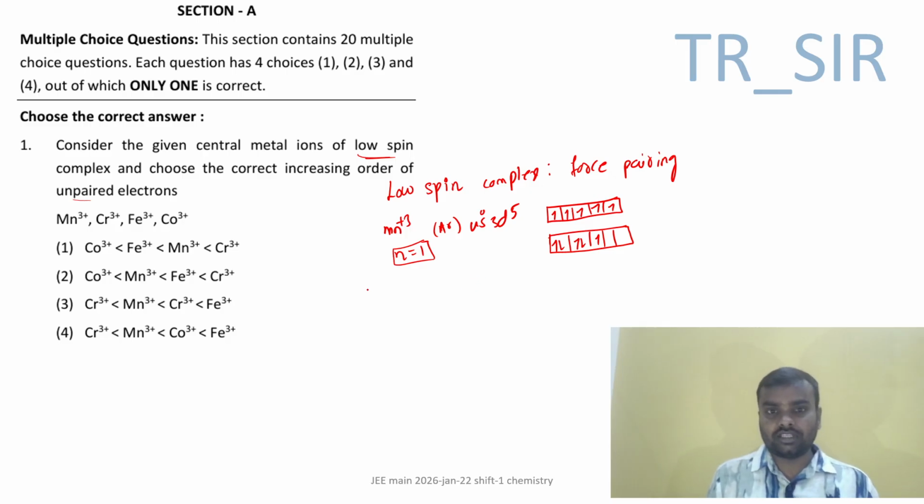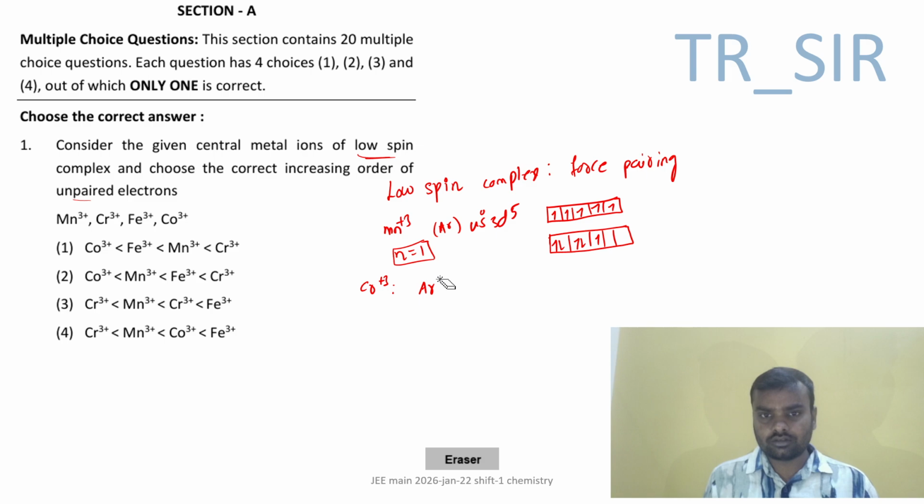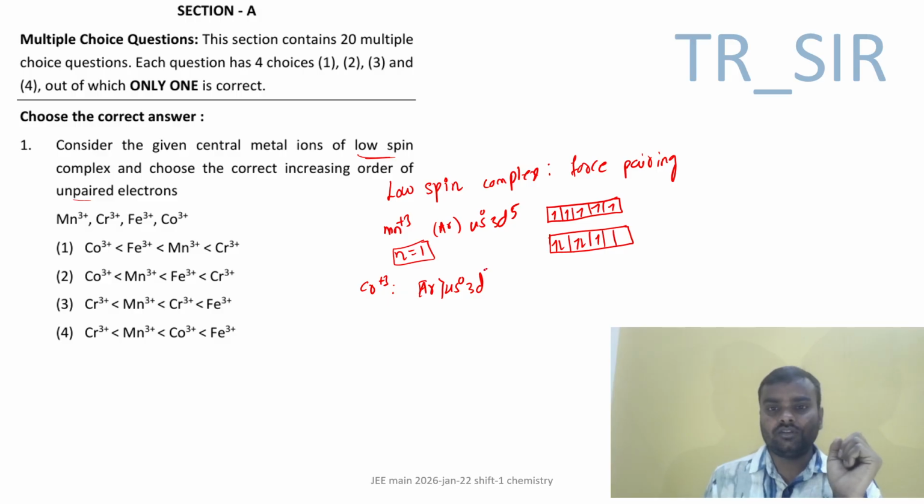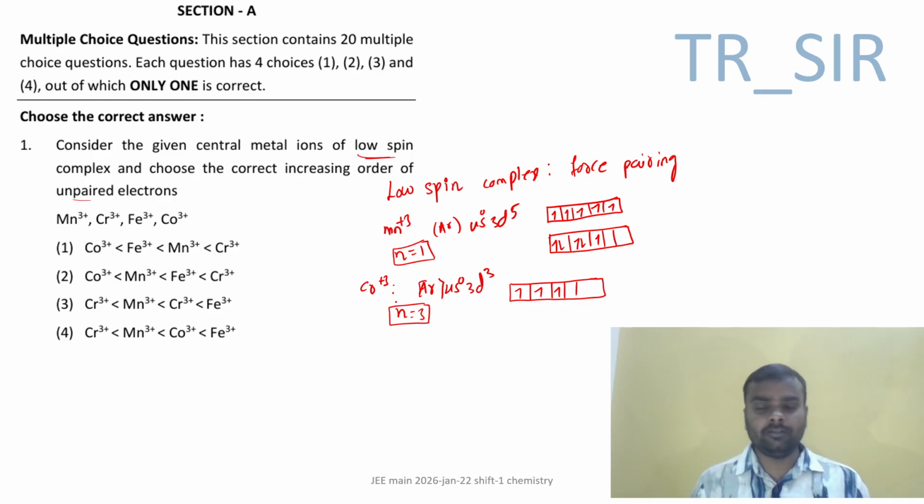Same for the case of chromium 3 plus. Chromium 3 plus, what will it have in this case? The electronic configuration is Ar 4s0 3d3. So Cr3 plus means 4s0 3d3 will be the configuration. Now in this case, if you do force pairing, no pairing will take place. So here n is equal to 3. The number of unpaired electrons in this case will be 3.